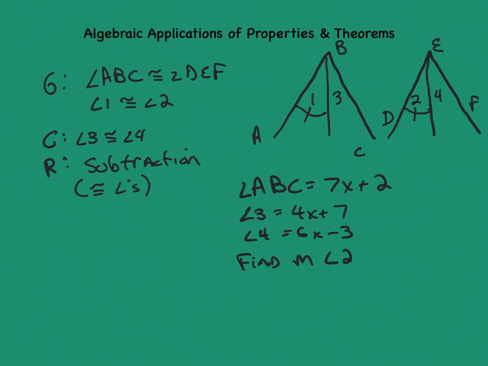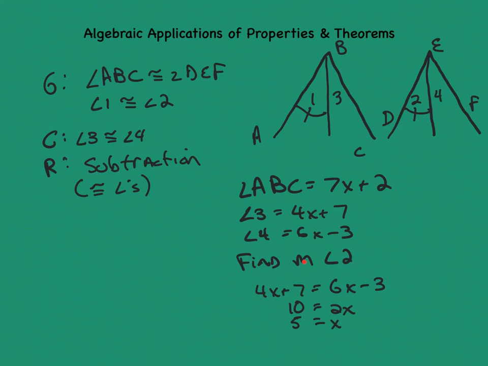Now let's extend this problem a bit, and suppose we were told that the measure of angle ABC was 7x plus 2, that angle 3 equaled 4x plus 7, and angle 4 equaled 6x minus 3. How could we go about solving to find the measure of angle 2? Well, we're going to have to use our conclusion that angle 3 equals angle 4. So we'll set 4x plus 7 equal to 6x minus 3 and solve. Bringing 4x over and the 3 to the other side, we see that 2x is 10, so x is going to be equal to 5.